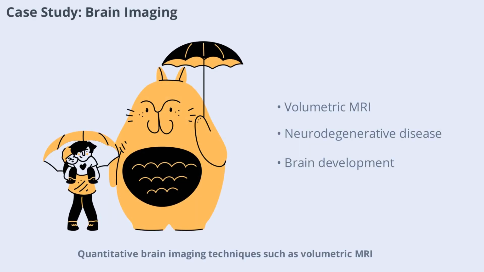Quantitative brain imaging techniques such as volumetric MRI allow for precise measurement of brain structures. These methods are used to study neurodegenerative diseases, monitor brain development, and assess the effects of injury or treatment. Quantitative research provides the evidence needed to validate and refine these techniques.